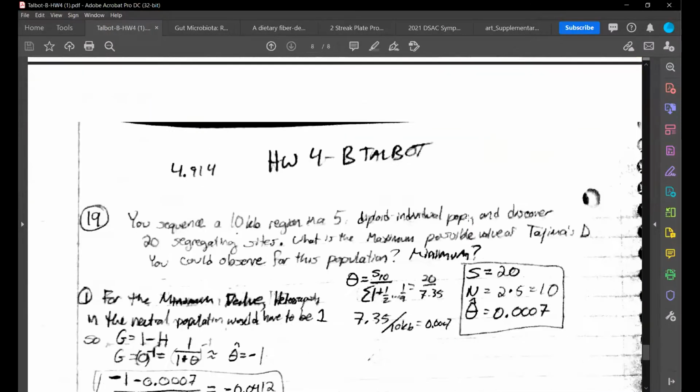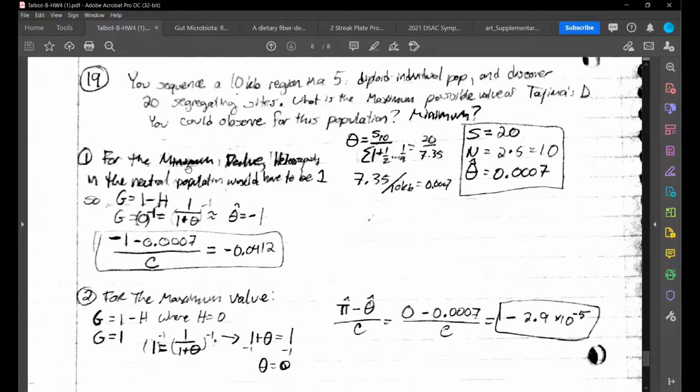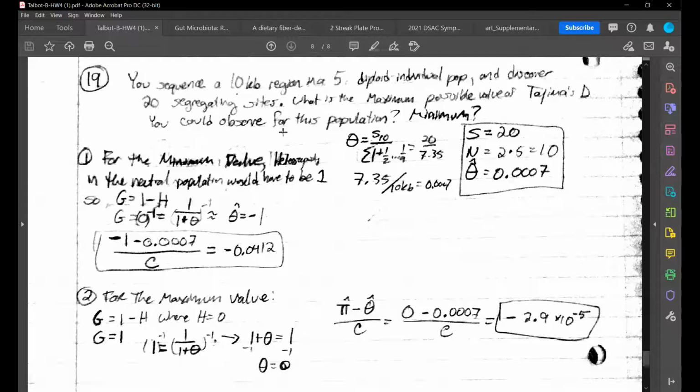Maximum, minimum of Tajima's D. I also used an R code that was my calculator for the C value. But basically how I was thinking about it is, for the minimum and maximum values, I was thinking about what that would do to minimize and maximize heterozygosity.